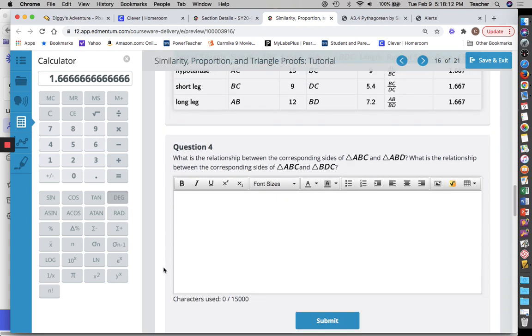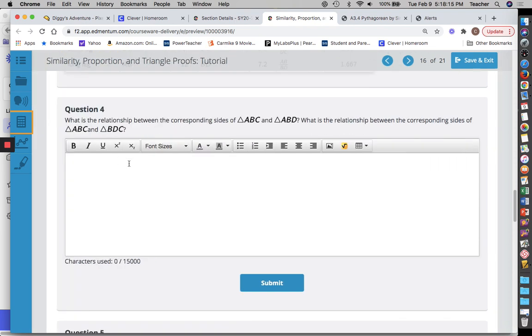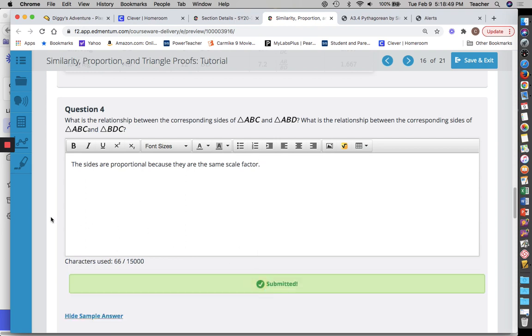All right, got all of that. Question number 4. What's the relationship between the corresponding sides of ABC and ABD? What's the relationship between the corresponding sides of ABC and BDC? Oh my gosh. Y'all, if you haven't learned one thing in this lesson, you have learned it now. The sides are proportional. And I can't type it where these sides are proportional because they are the same scale factor. All right, hit submit.